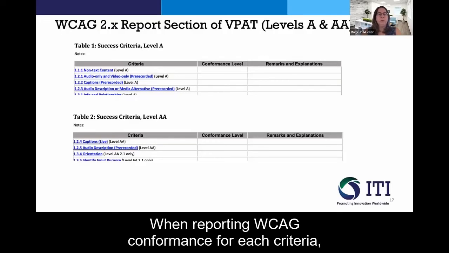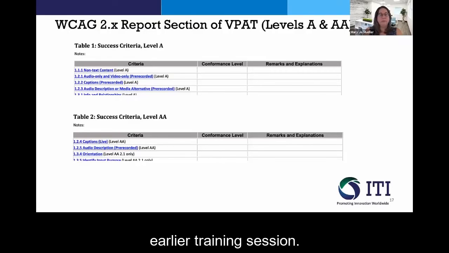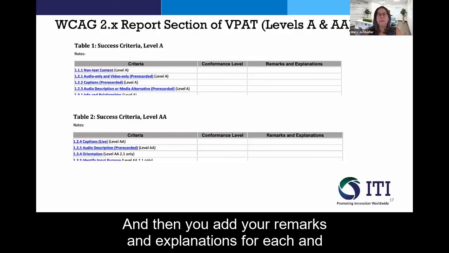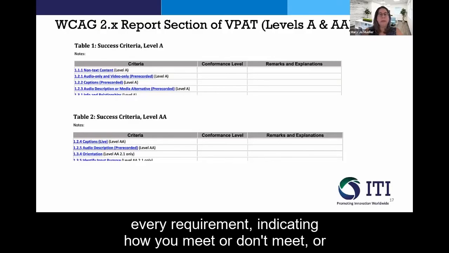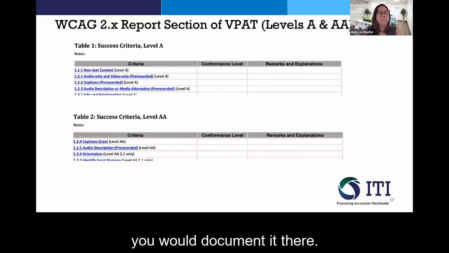When reporting WCAG conformance for each criteria, you'll fill in the conformance level, which we covered in the earlier training session. And then you add your remarks and explanations for each and every requirement, indicating how you meet or don't meet, or if there's some sort of workaround or issue, you would document it there.